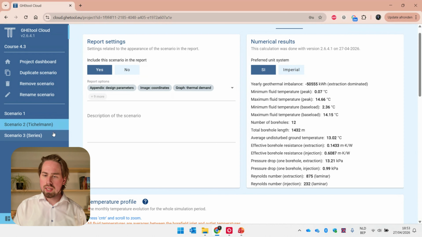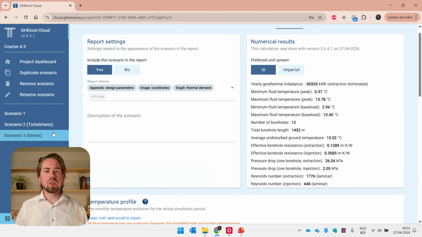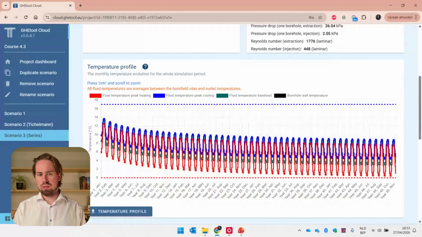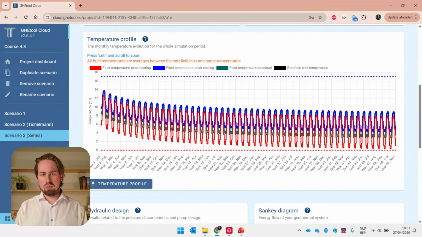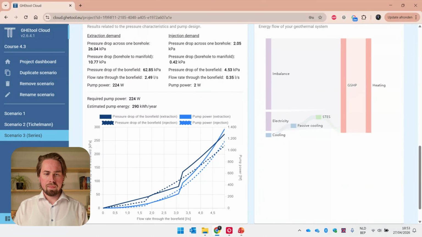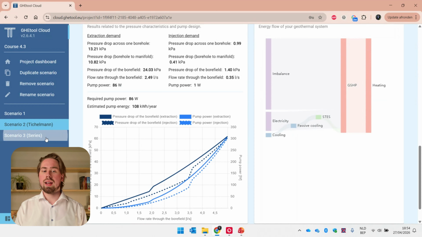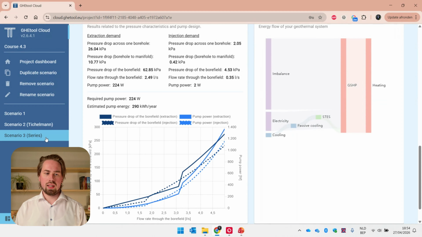When we go to the series connection, our borehole resistance changes due to a different flow rate in our borehole, and we get different temperatures, and hence this also impacts the pressure drop again. So now we're at almost 0.4 degrees Celsius above our zero limit. Now, this is already quite interesting. What you can also see is that, because they're now in series, our pump electricity consumption is almost 3 times as high, or 2.5 times as high as it was with the Tichelmann connection.